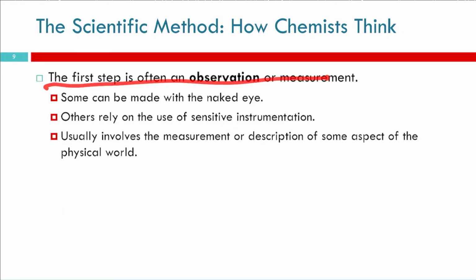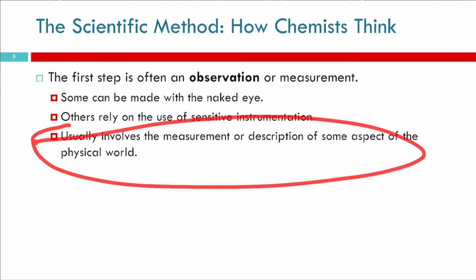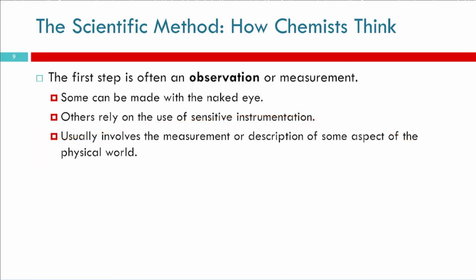So, right, our first step is to make an observation. Let's say gas mileage is bad going uphill. That would be one that we could maybe make with the naked eye, right? If you keep track of your odometer and the amount of gas that you burned, and then the next time you fill up, you do the math. Or you could rely on a sensitive instrument, like your car's internal computer that's calculating your miles per gallon. But these usually rely on making measurements, maybe I should underline this, measurements or descriptions of some aspect of the physical world.